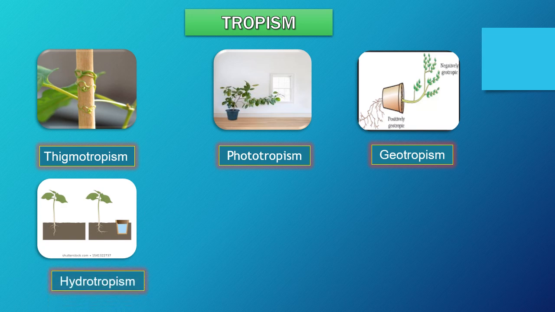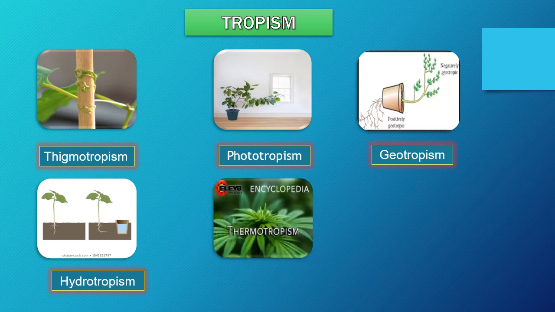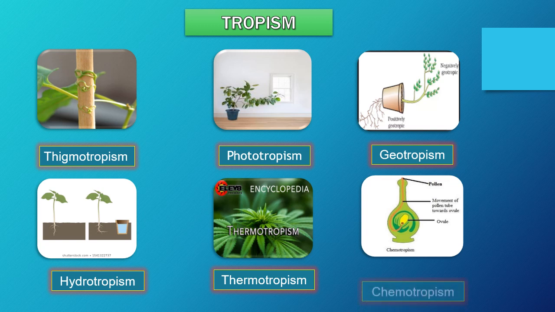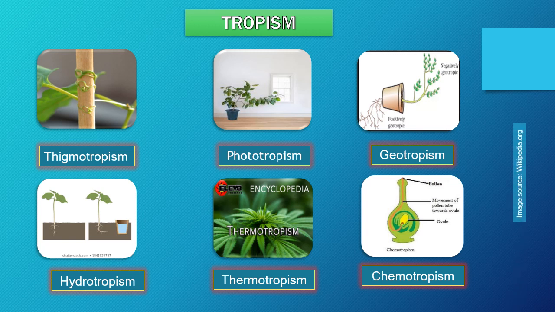Hydrotropism. The response in which water acts as a stimulus to cause a curvature is called hydrotropism. Thermotropism. Some of the plant organs markedly respond towards fluctuating atmospheric temperature and exhibit curvature movements. Chemotropism. Certain chemical substances are responsible to bring about curvature movement in plant organs.